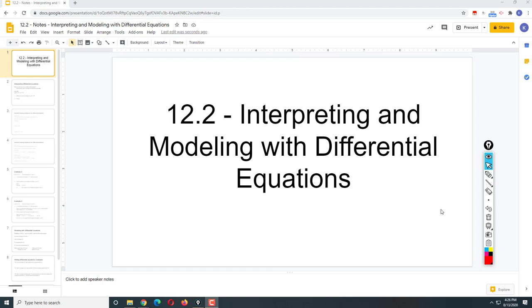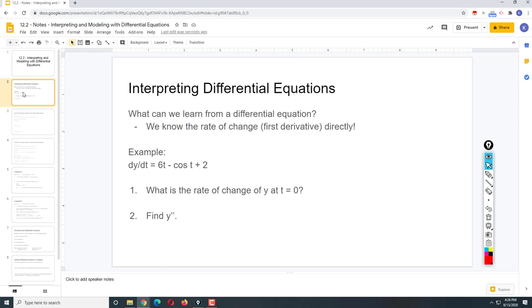12.2 Interpreting and Modeling with Differential Equations. Interpret means to read and understand. For AP questions, we want to draw conclusions. Given a differential equation, what can we learn from that? For example, dy over dt is equal to 6t minus cosine t plus 2.